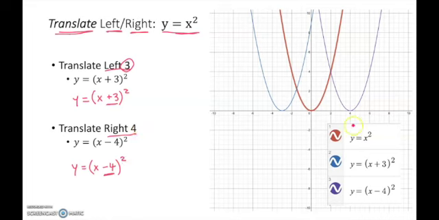So you can see our graph of y is equal to x squared, our parent graph. And then to move it left 3, we have parentheses x plus 3, close parentheses, squared. So our blue graph was moved to the left 3. And our purple graph was moved to the right 4, right here.